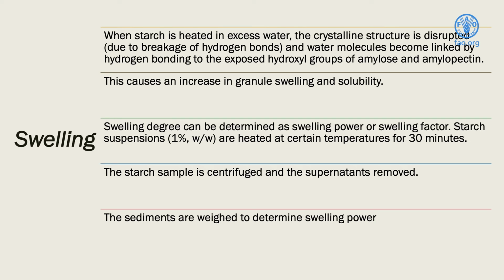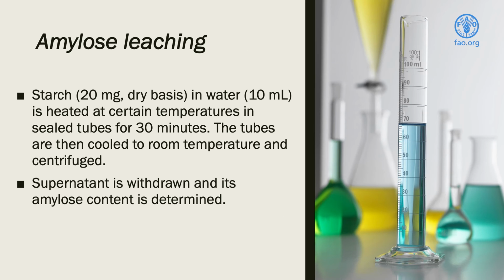The starch sample is centrifuged and the supernatant removed, and the sediment is weighed to determine swelling power. Actually, swelling power is very easily determined with very simple equipment, so that value is very important. Another thing is amylose leaching: starch in water is heated at a certain temperature in CO2 for 30 minutes and then cooled to room temperature and centrifuged. The supernatant is withdrawn and its amylose content is determined.